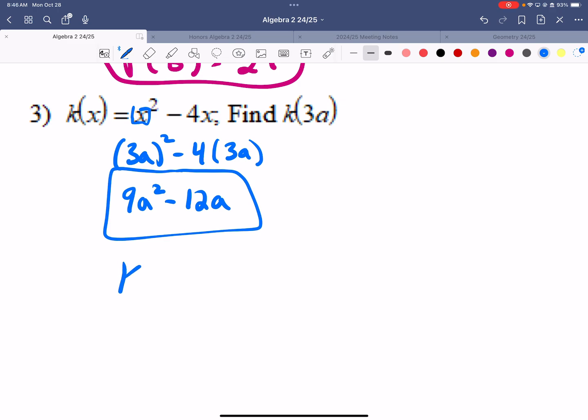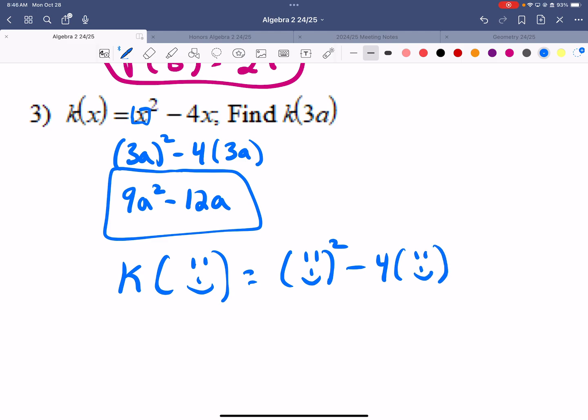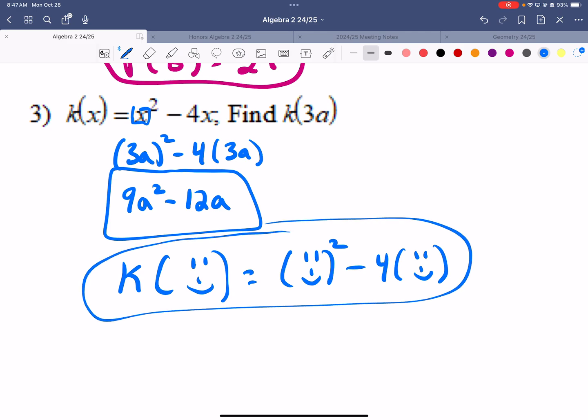I mean, I can put k of smiley face in there. And all that simply means is that anywhere you see an x, you replace it with a smiley face. So the smiley face just becomes smiley face squared minus 4 times smiley face. Okay. And that's your solution to that problem. It just becomes about substitution.